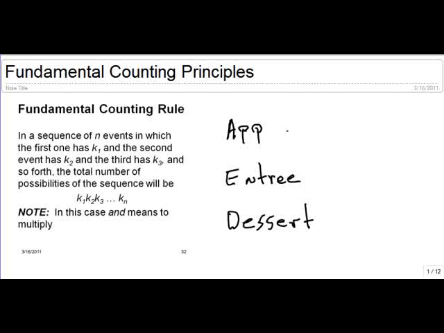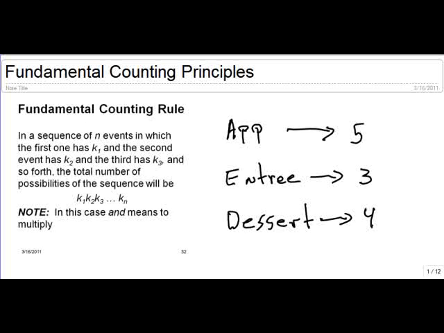In the appetizers, there were 5 appetizers that I had to choose from, and in the entree there were 3 entrees that we had to choose from, and in the dessert category there were 4 options that we had to choose from. So now the question is how many ways could I have picked a meal?